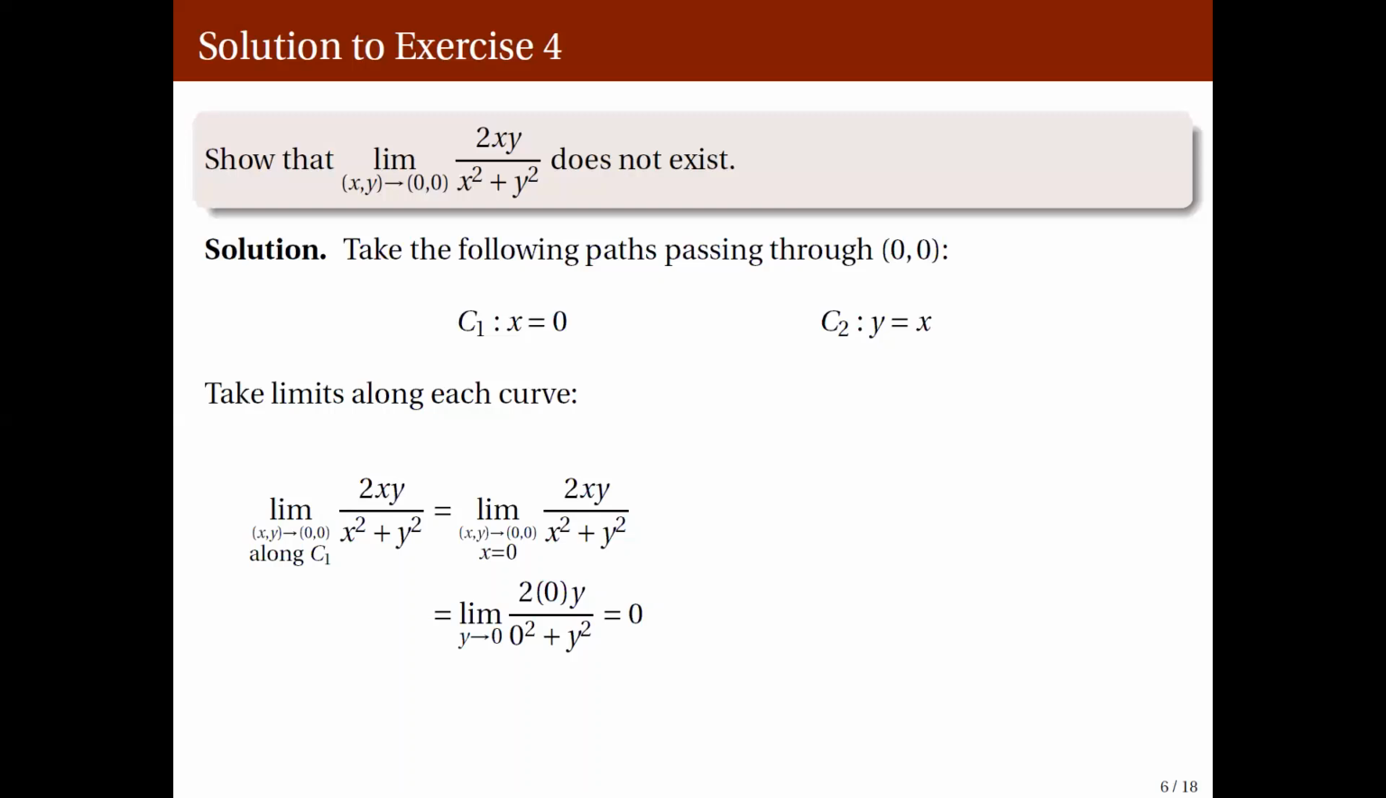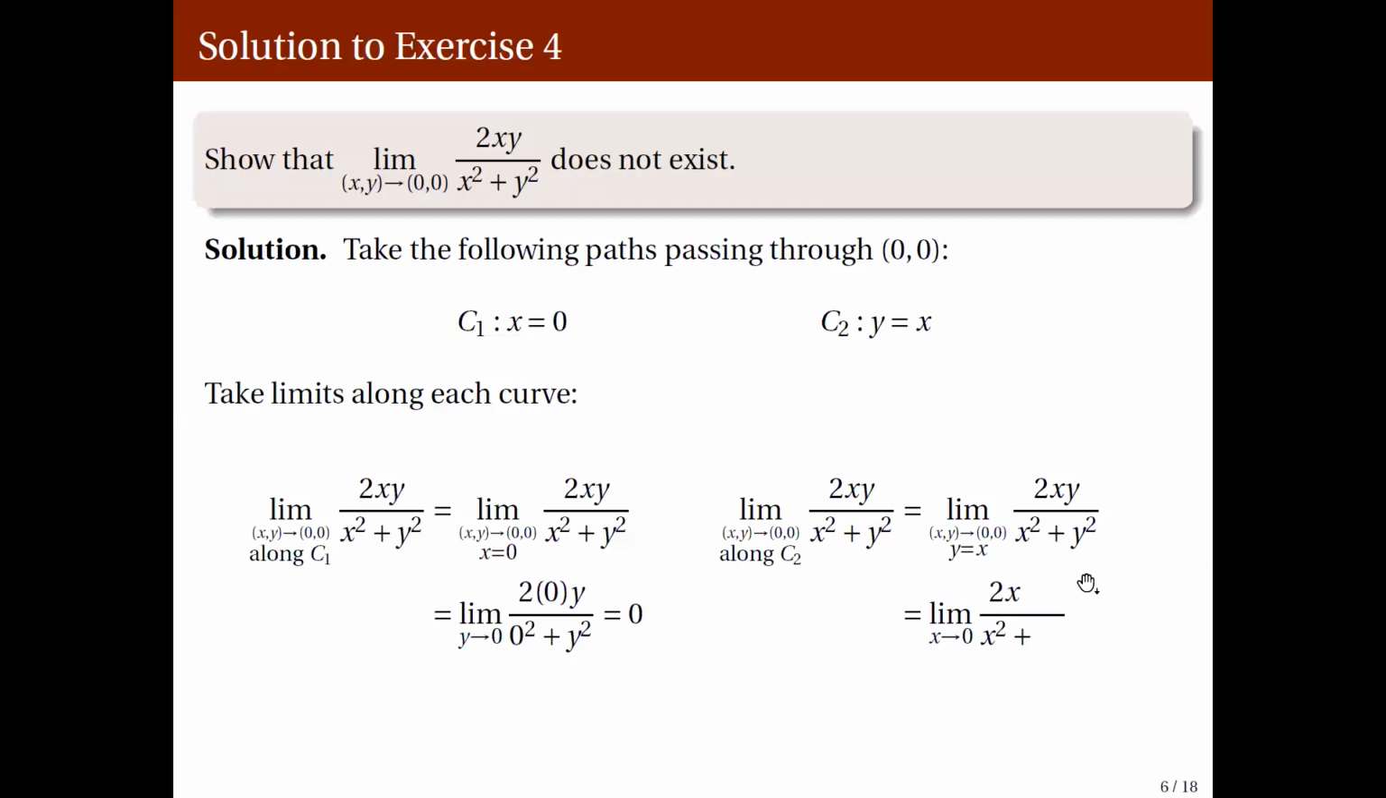Now, if we take the limit along C2, which is y equals x, same yung gagawin natin. Pero dito, yung y ang papalitan natin. We will replace all instances of y by x, so that we reduce the limit into a limit of just one variable, in particular x going to 0. Okay? Doing the replacement of y by x gives us this.